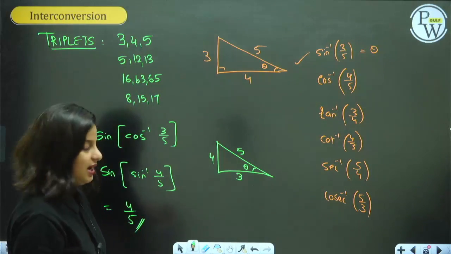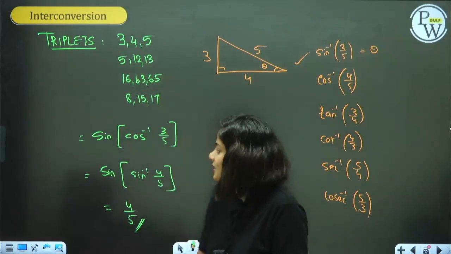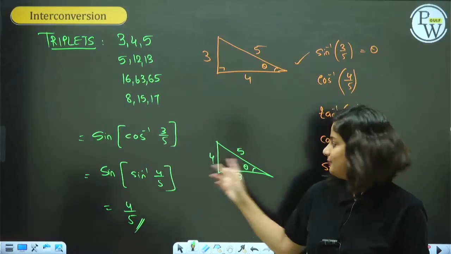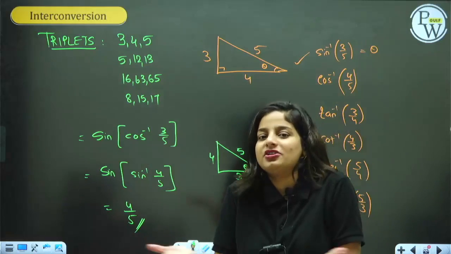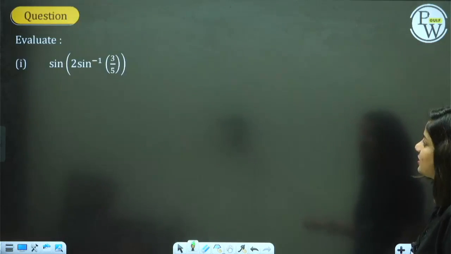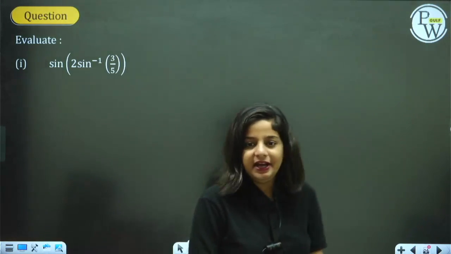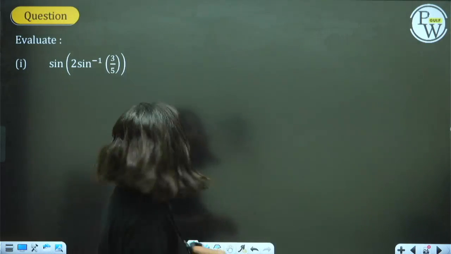Very easy. Understood? So whenever you have different functions, where instead of cos we needed sine, we use the triangle. The triangle method is going to be very helpful to you guys. Please remember this interconversion. Now enough of theory. What say guys? Enough of theory. Let's jump on to the questions.